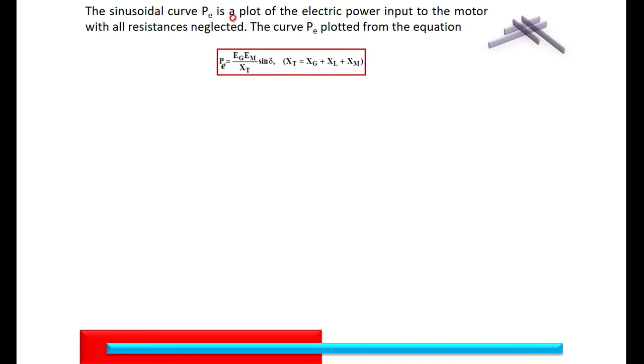The sinusoidal curve of the electrical power input to the motor is plotted. Read carefully: the power input to the motor is given by EG EM divided by XT into sin delta, where XT is the total reactance, that is the sum of XG plus XL plus XM.